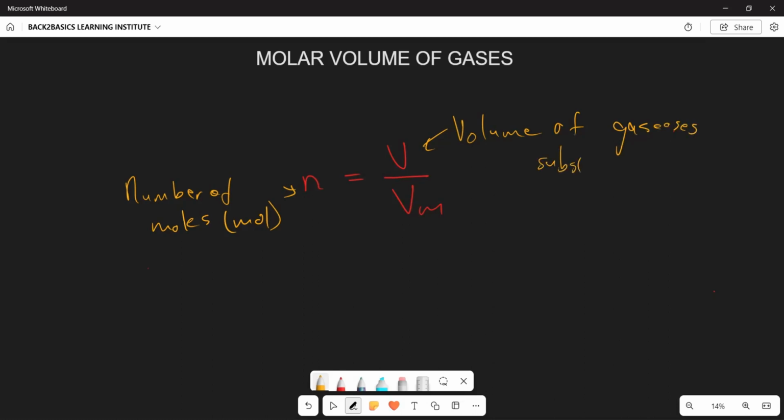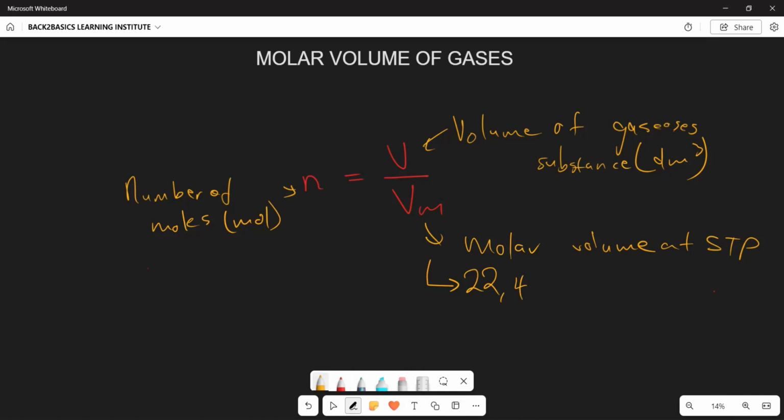We know that our volume is measured in decimeter cubed, and this Vm is going to be your molar volume. Your molar volume at STP is a standardized value, a constant, and it is always going to be 22,4 decimeter cubed. So this is the molar volume. These are some of the things that you need to consider.